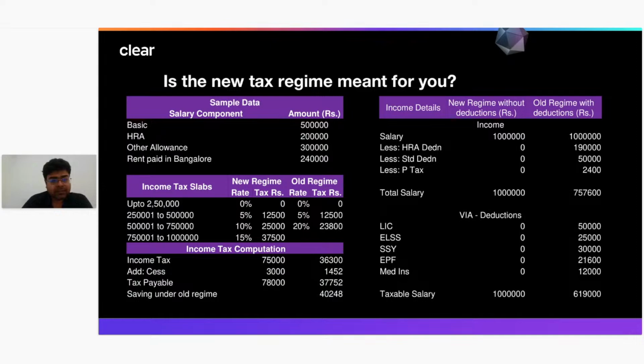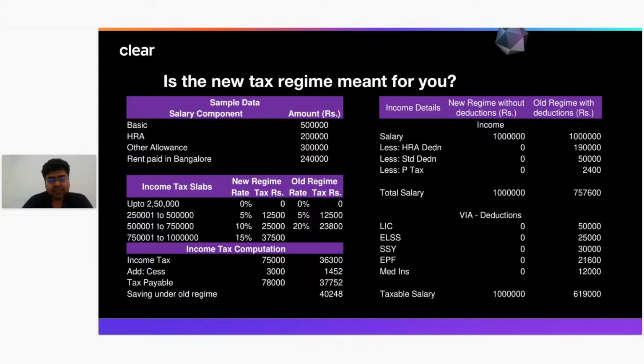From this amount, we need to reduce all my 80C, the tax saving investments. In this instance, LIC is 50,000 rupees, ELSS 25,000, SSY 30,000 rupees, EPF and all. After all this deduction, my total taxable salary is coming to 6,19,000 rupees as compared to 10 lakh rupees under the new tax regime.